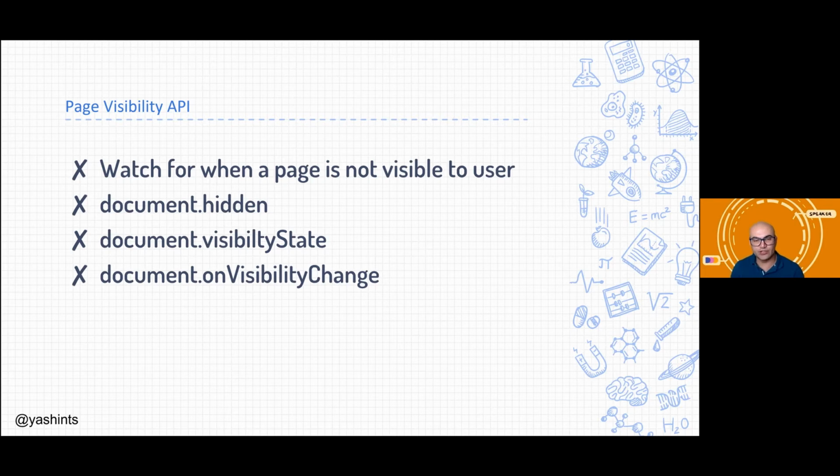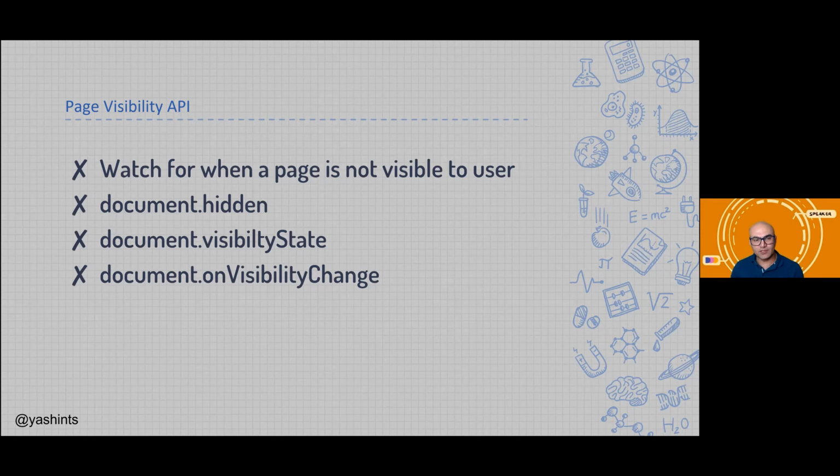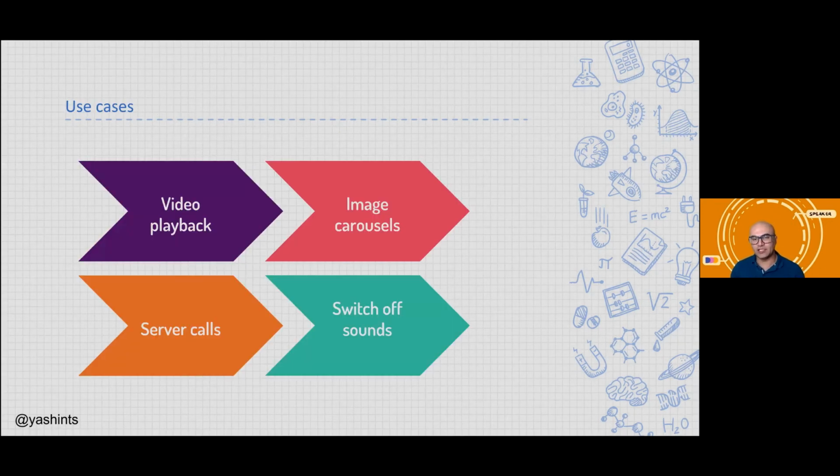So what I can do here is use this API to detect whether the current tab, my application, is visible and the user is looking at it or not. A couple of use cases for this are video playback, image carousels, and server calls. You can even prevent server calls from happening and prevent any further resources from loading, or you can switch your sound off or on based on different scenarios.